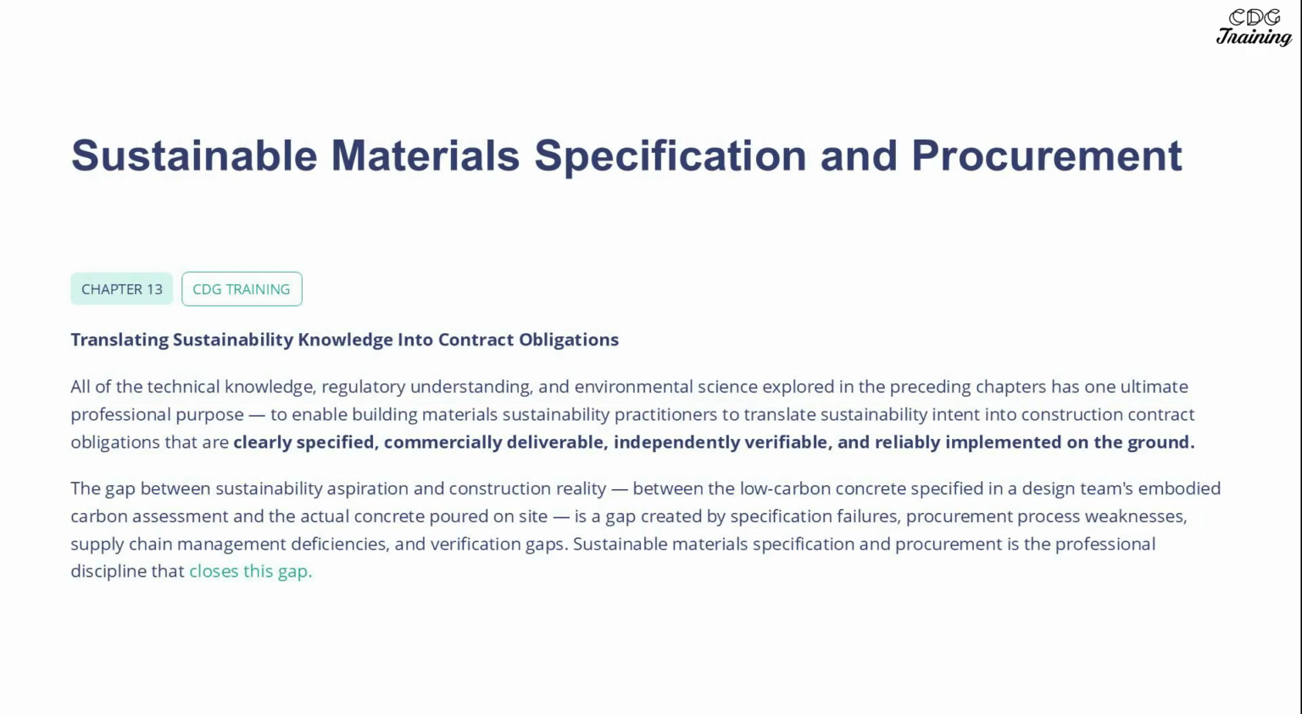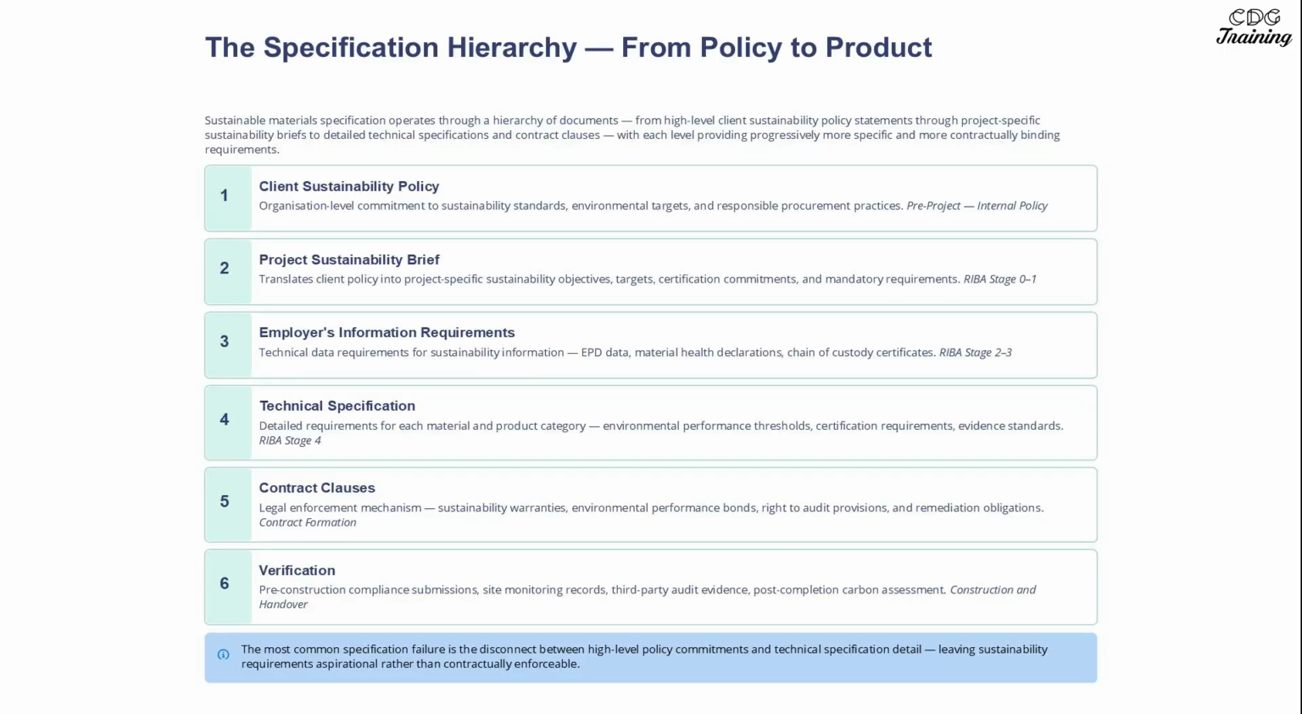Sustainable materials specification and procurement is crucial for translating sustainability intentions into actionable construction obligations. This involves ensuring that sustainability commitments are clearly defined, measurable, and effectively implemented in construction projects. The specification hierarchy guides sustainable materials from high-level policy to detailed technical specifications. Each level, from client policies to verification, ensures alignment with sustainability goals, addressing common specification failures.